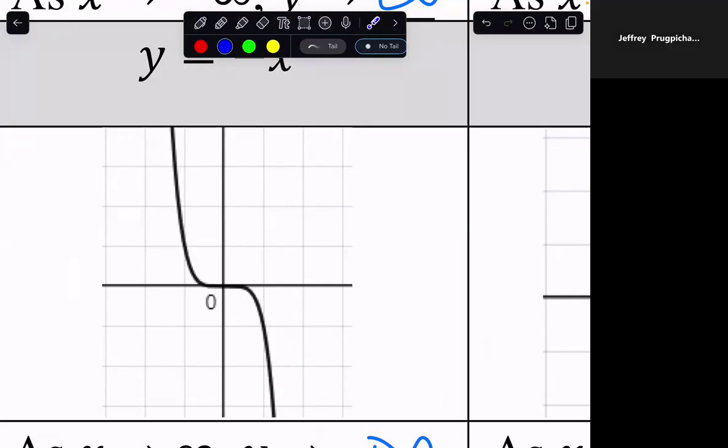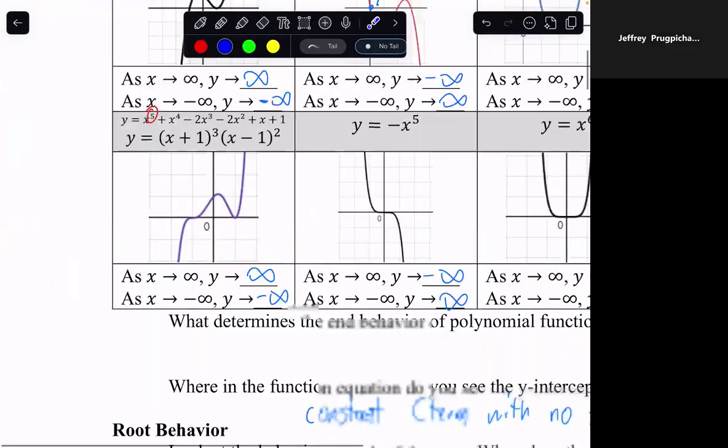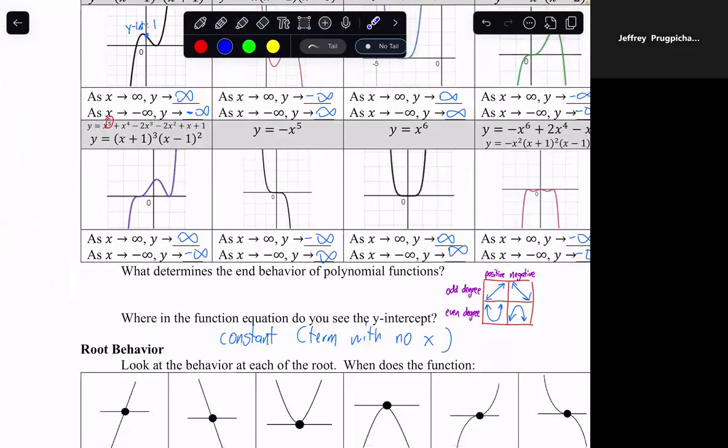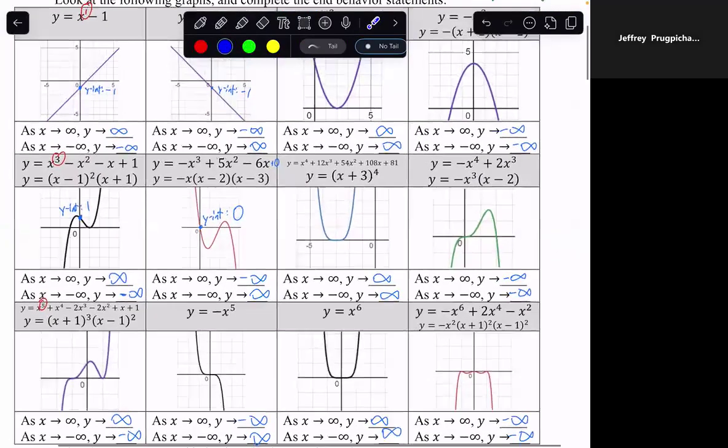Okay, so we need to understand, for each of these roots, for each of these times the graph touches the x-axis, how do we know if it goes straight through, bounces off, or curves through? Okay, so again, it has to do with the equation.